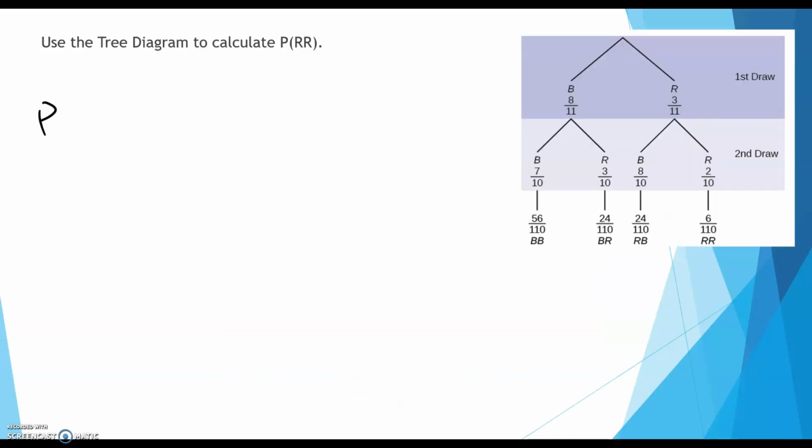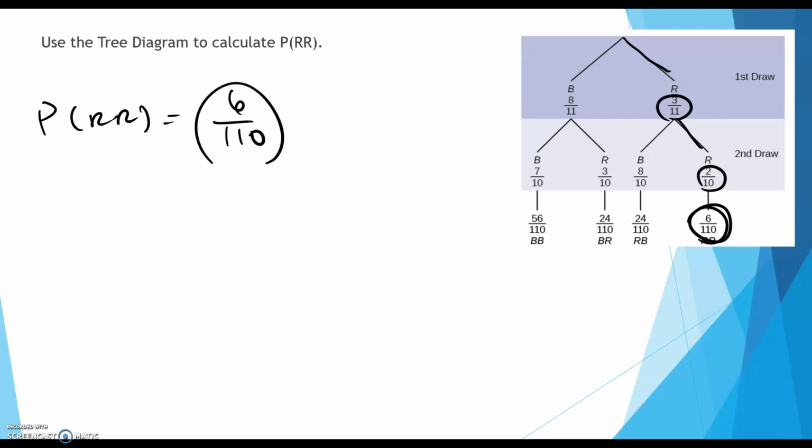Okay, probability of a red and then a red. Well, a red, grab this one, and then a red, grab this one. It will be 6 over 110. That's it.